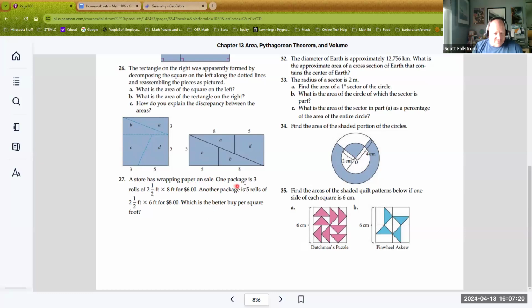The store has wrapping paper on sale. One package is 3 rolls of this for $6. The other is 5 rolls of this for $8. I would recommend finding out how many square feet are in each roll, and then use that with the cost to come up with which one's going to be better.